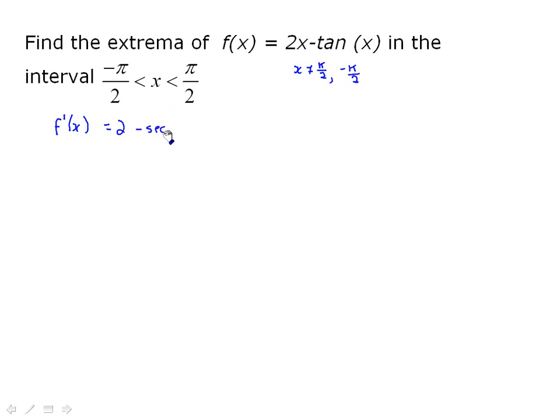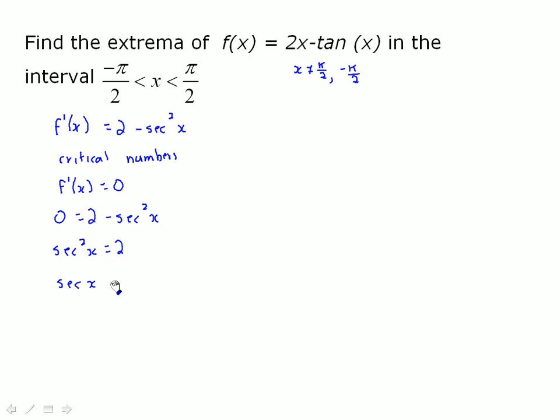2 minus secant squared x. And now when we get our critical numbers, all we need to do is set this equal to 0. So 0 is equal to 2 minus secant squared x. So secant squared x is equal to 2. Take the square root and you'll get secant x is equal to plus or minus square root 2.